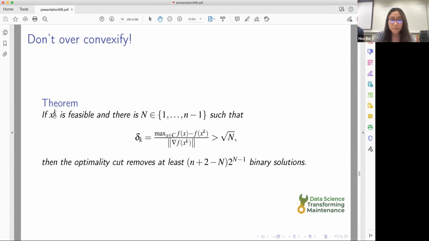If xk at your current step is feasible, which means you add an optimality cut, how good your cut is will depend on this ratio. If this ratio is bigger than the square root of n, where n is some natural number from n to n minus 1 and small n is the dimension of the problem we are considering, then the optimality cut will remove at least that many binary solutions.